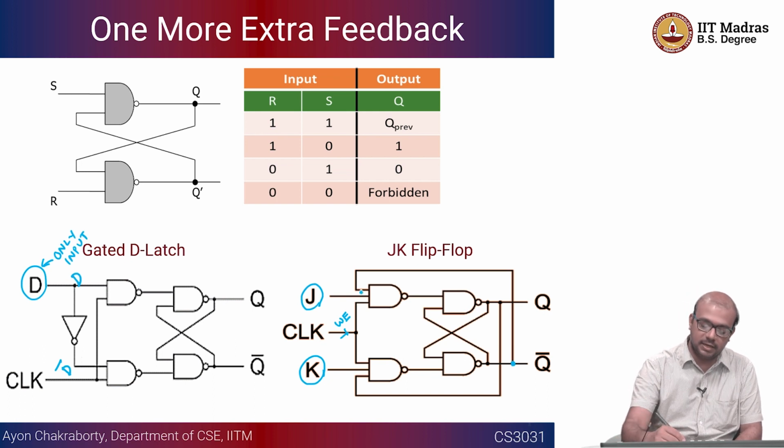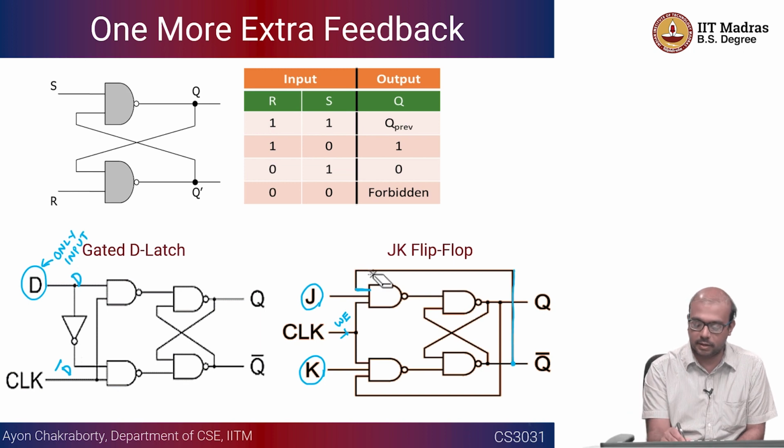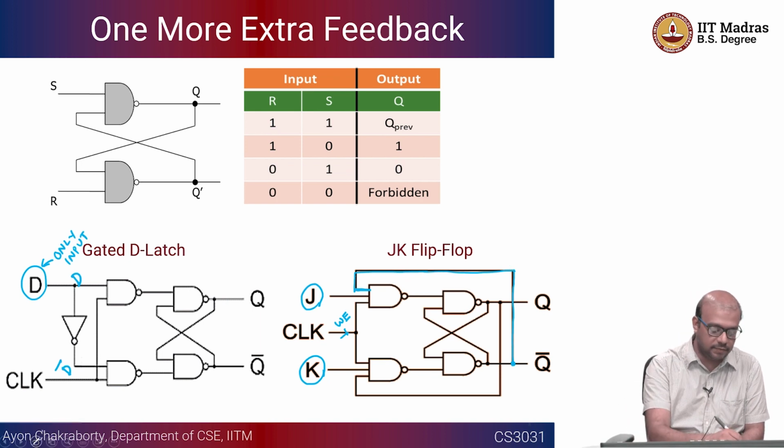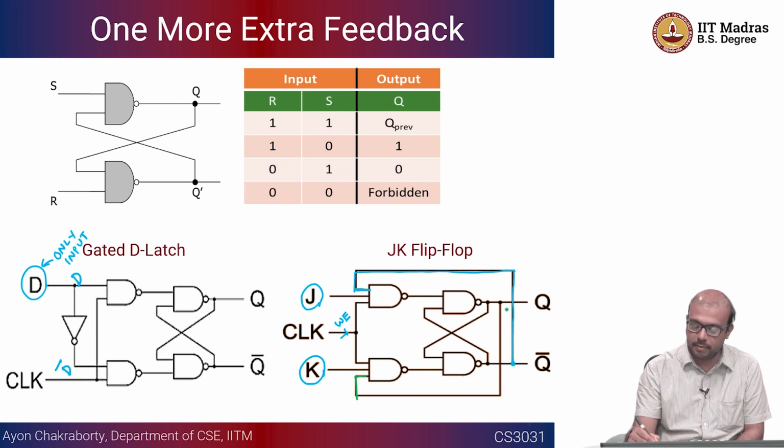The extra thing is that in the top NAND gate, where we provide J, we have an input from Q bar. This is the feedback. The other thing that we have is from Q. This is something that you need to remember, as it is going to have implications in the state table of the flip-flop.